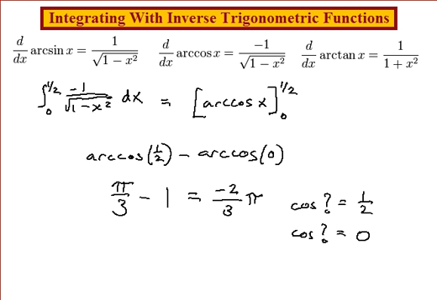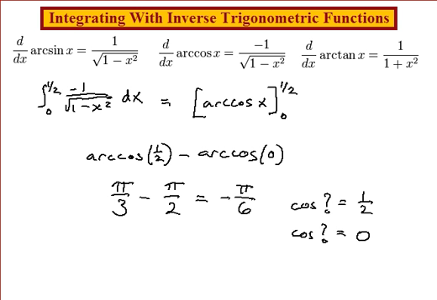Although our final answer is incorrect. Arccosine of 0 is not 1. That's crazy. Arccosine of 0 is, in fact, pi over 2. My mistake. This will give us an answer of -pi over 6.